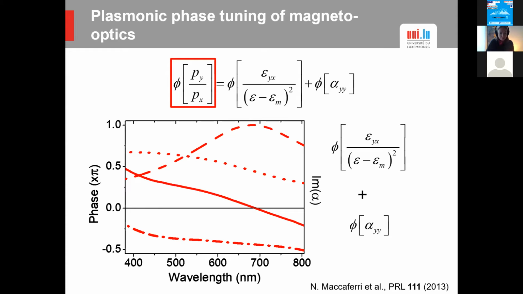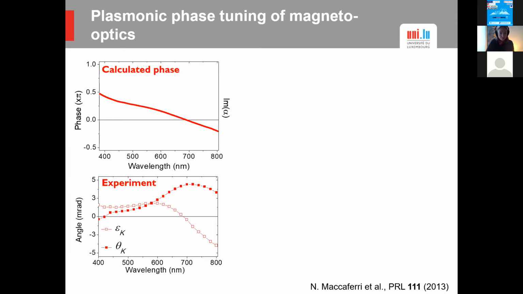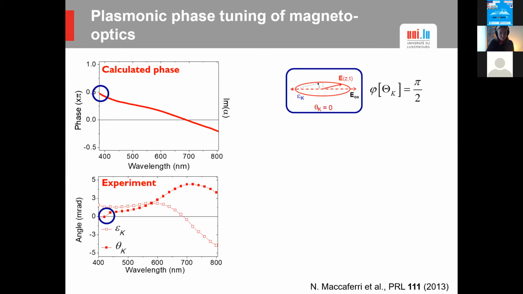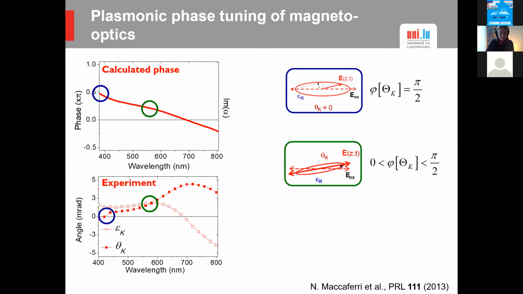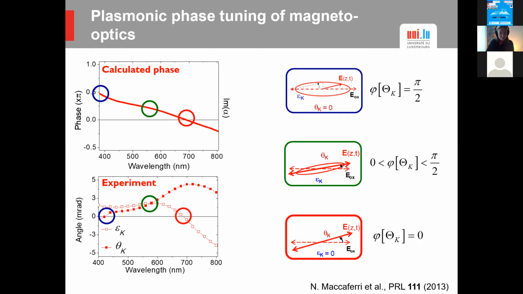If we focus now on the phase and look at the experiment, we see that when the phase is pi half, we have no rotation. So our reflected light is purely elliptical, and the axis of our polarization is not rotated compared to the original polarization axis. Then if we move to a phase between zero and pi half, we have the usual effect: an elliptical light and also a Kerr rotation. And then here is a very interesting point, where we have the maximum of our rotation and the vanishing point of the ellipticity.